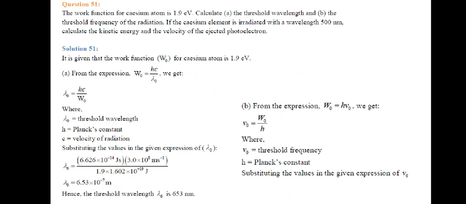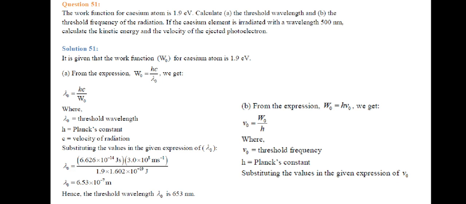We know that the work function is given as 1.9 electron volts, and work function equals hc upon lambda naught. So lambda naught equals hc upon w naught. The threshold wavelength we can calculate from here: 6.626 into 10 power of minus 34 into 3.0 into 10 power of 8 upon 1.9 into 1.602 into 10 power of minus 19. To convert electron volts into joules we multiply by 1.602 into 10 power of minus 19, and we get lambda naught equals 6.53 into 10 power of minus 7 meters. Hence the threshold wavelength is 653 nanometers.